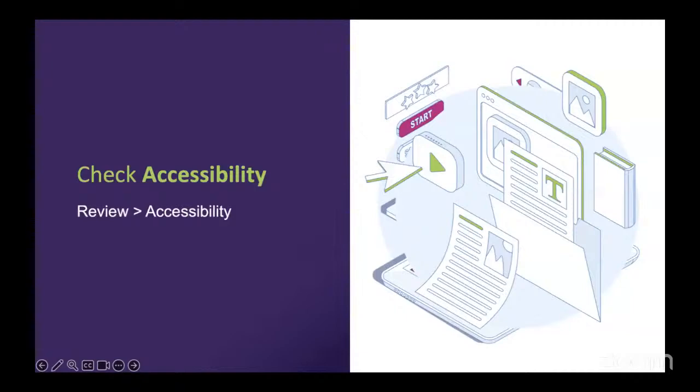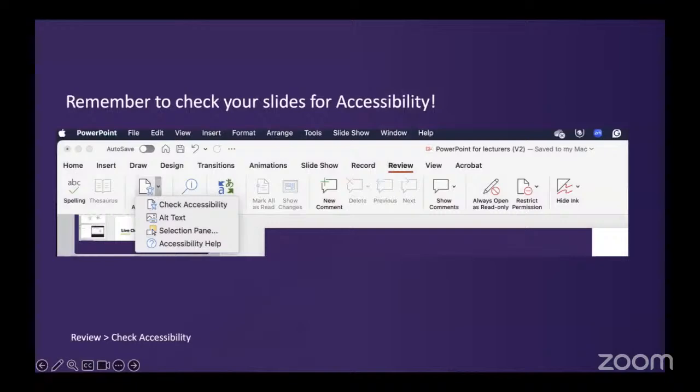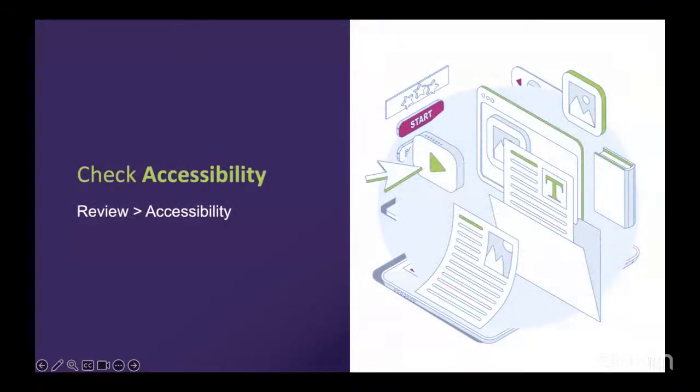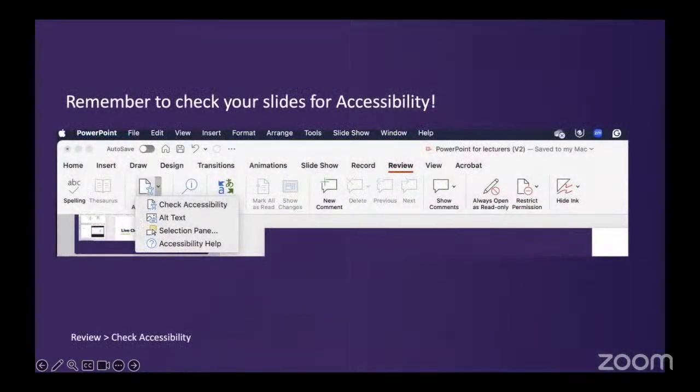Then something that a question that came up earlier on was checking accessibility. As a lecturer, it's always good to check accessibility when compiling a slide deck. Under the Review button, click on the accessibility icon and select Check Accessibility. This will highlight ways you can improve accessibility in your PowerPoint presentation. It brings up little notes to say you haven't used headings, you haven't formatted this, maybe the contrast is a bit too high.